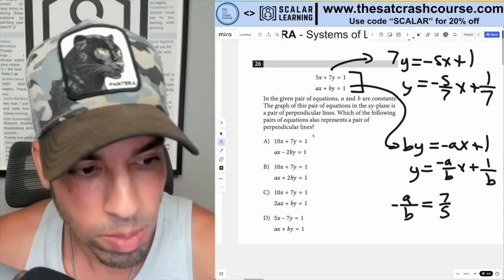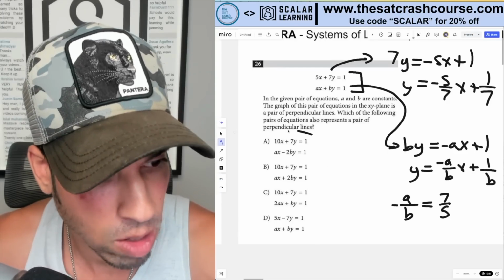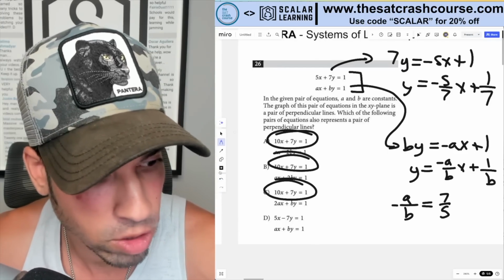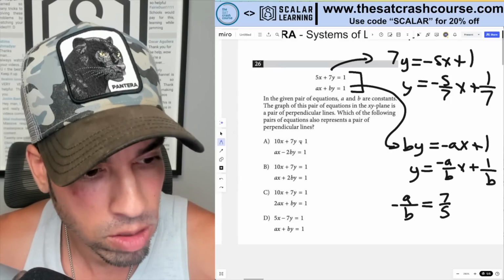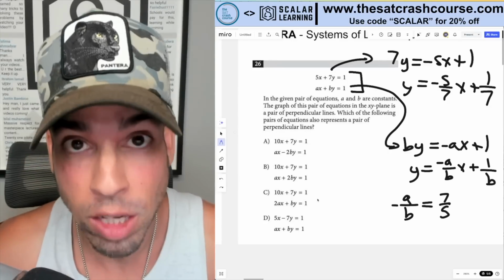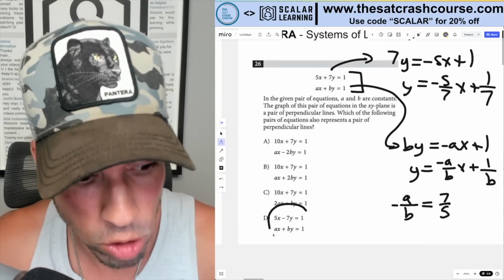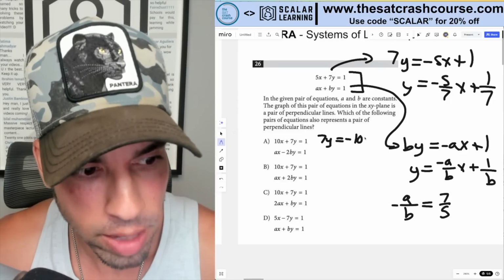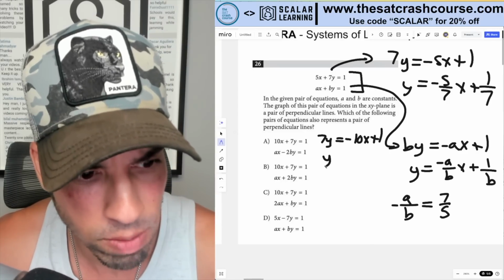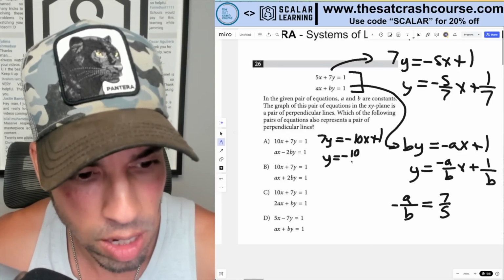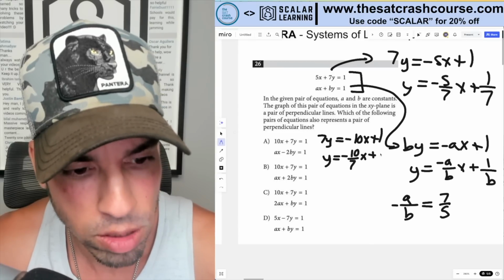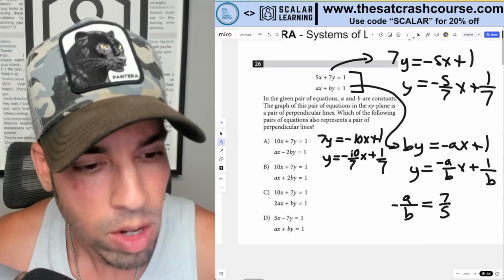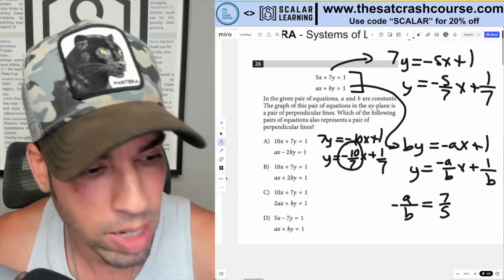So now what I'm going to do is look at these top 3 equations because they all have the same initial linear equation. I'm going to quickly find the slope of those 3. We're going to check those 3 first, and then if none of them are winners, we're going to go to D. So as we isolate y one more time, we subtract 10x from both sides. Then we're going to divide by 7. y equals negative 10 over 7 x plus 1 over 7. So now we have a slope of negative 10/7.